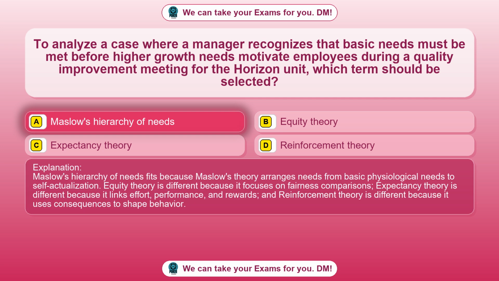Maslow's hierarchy of needs fits because Maslow's theory arranges needs from basic physiological needs to self-actualization. Equity theory is different because it focuses on fairness comparisons. Expectancy theory is different because it links effort, performance, and rewards, and reinforcement theory is different because it uses consequences to shape behavior. Question 64.